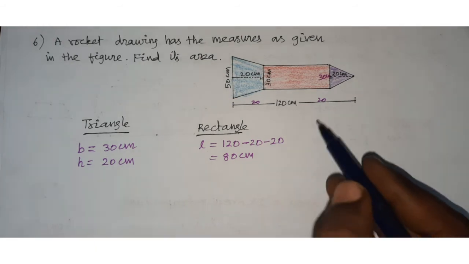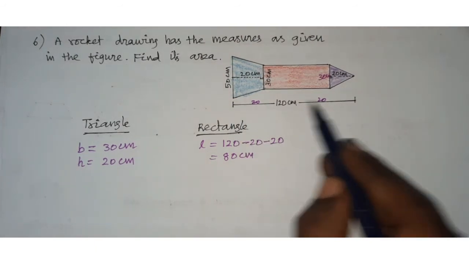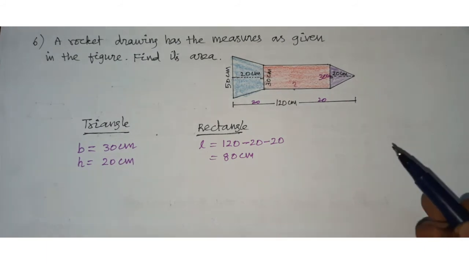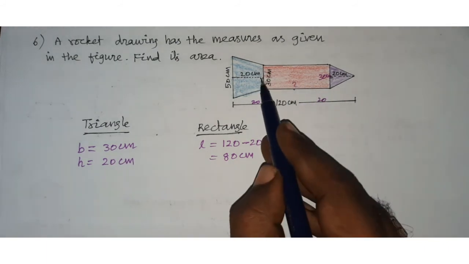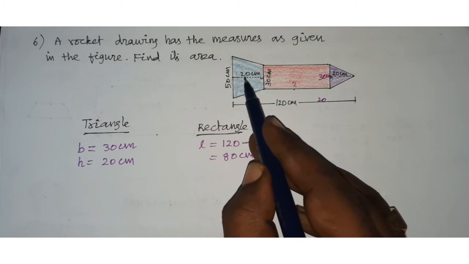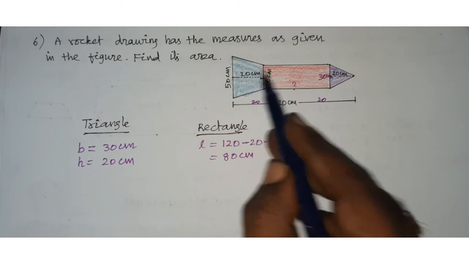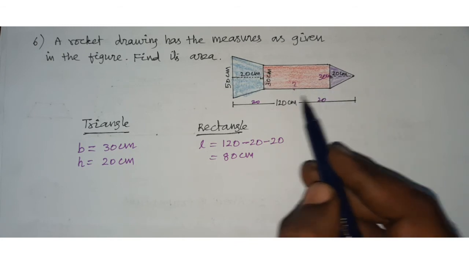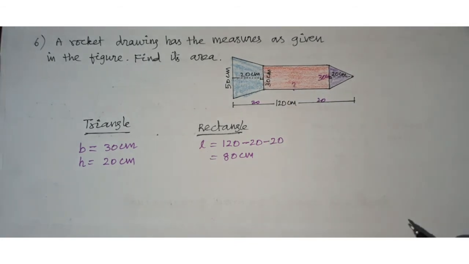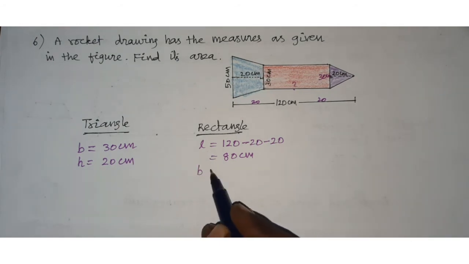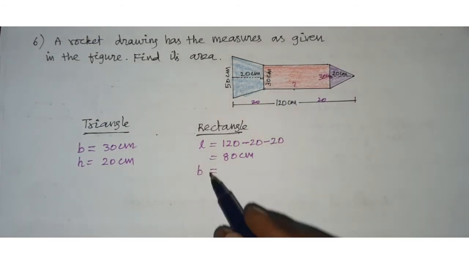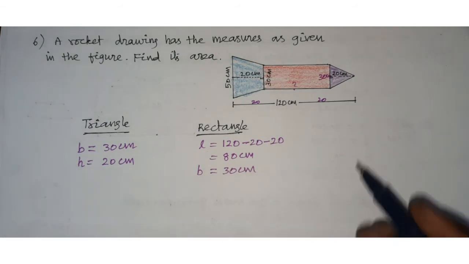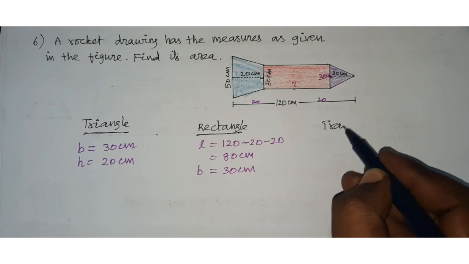Be cautious students, the length of the total rocket is only 120 centimeter. So what about the length of the rectangle portion? We have to cut the trapezium height 20 and triangle height 20. So 20, 20, 40 we have to cut. So 120 minus 40, 80 centimeter. And the breadth is given very clearly, 30 centimeter. Okay. And the third object, trapezium.